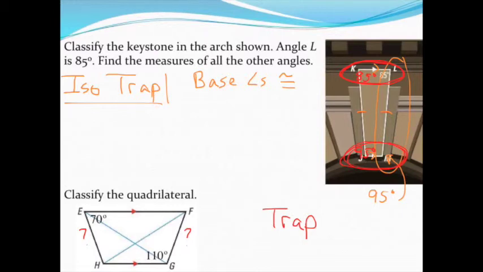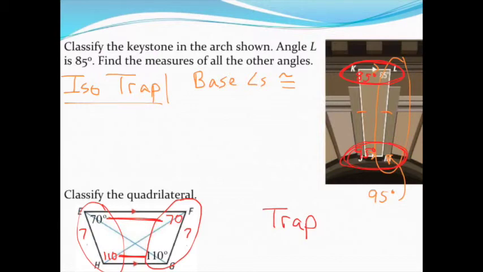I know because it's a trapezoid that those two angles have to be supplementary. That's true of a trapezoid or an isosceles trapezoid. So angle F has to be 70 degrees to make those supplementary. And for a similar reason, angle H has to be 110 to make these two angles supplementary. Well, if we look at what we have now, I've got base angles that match up. Those base angles are both 110. Those base angles are both 70.